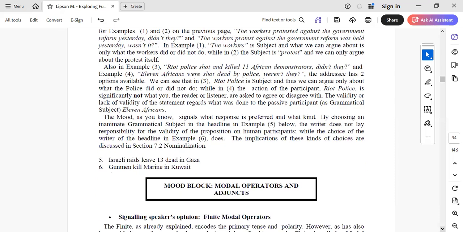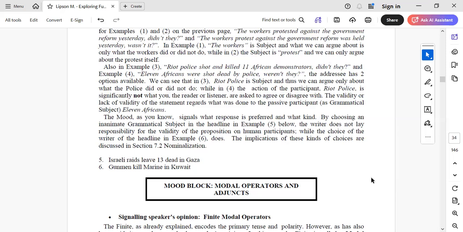Now, the mood, as you know, signals what response is preferred. By choosing an inanimate grammatical subject in the headline in example 5, right below, the writer doesn't lay responsibility for the validity of the proposition on human participants, while the choice of the writer of headline example 6 does. The implications of these kinds of choices are discussed in section 7.2, nominalization. And you already know what nominalization is. When from nouns you make verbs or actions, right? That is called nominalization.